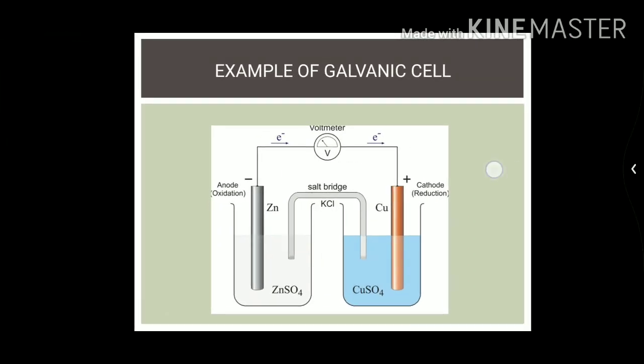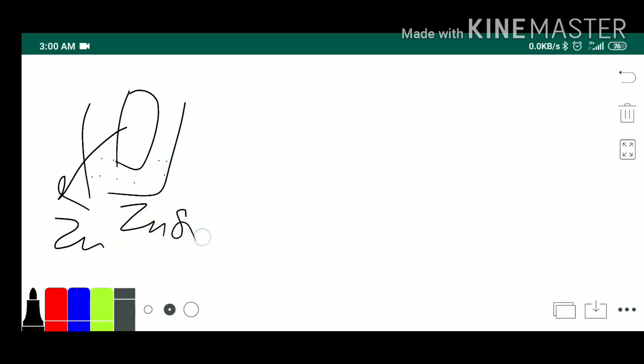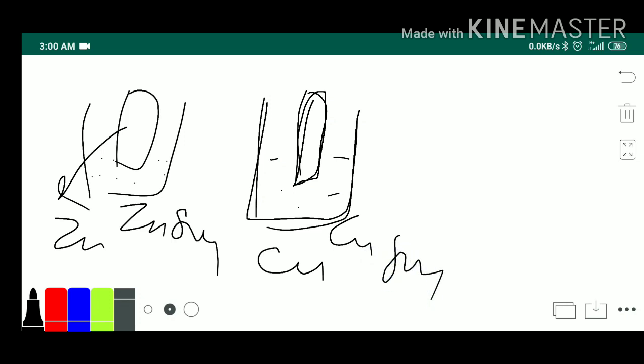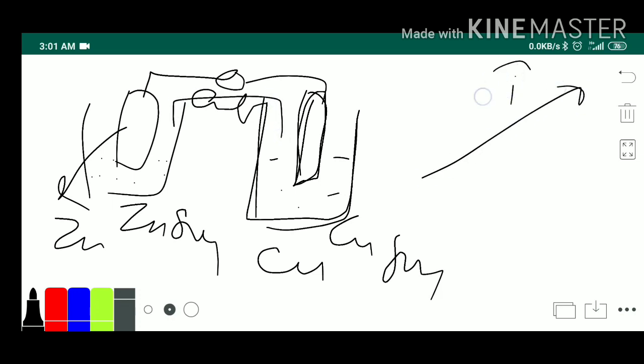In a galvanic cell, I will give a brief idea. A zinc electrode is dipped in its own ionic solution, that is zinc sulfate, and the other half electrode is copper. This metal is dipped in copper sulfate solution, and here EMF is generated. This is the salt bridge. All of this you will find here. Just click the I button, go to the basics, and you will understand this.